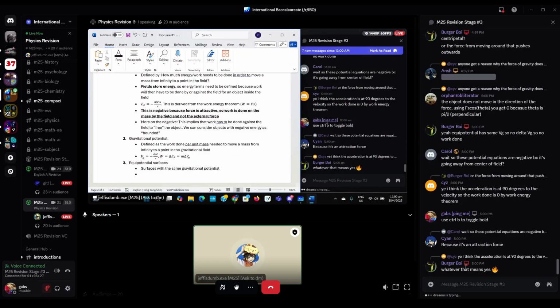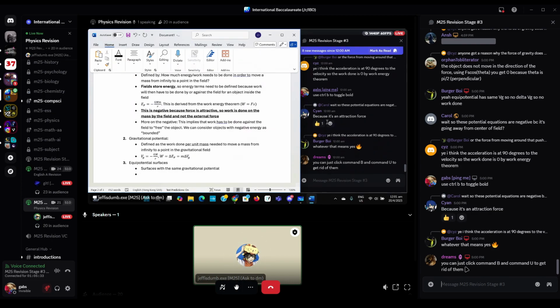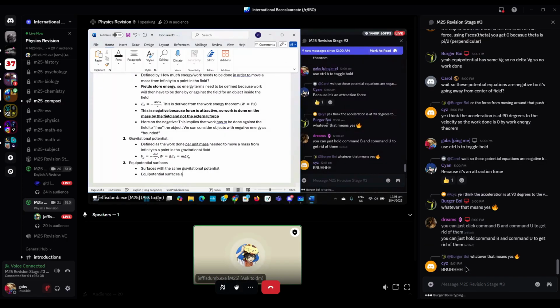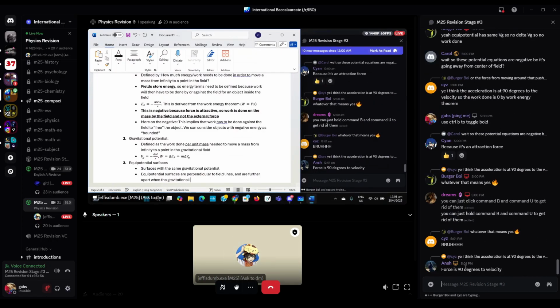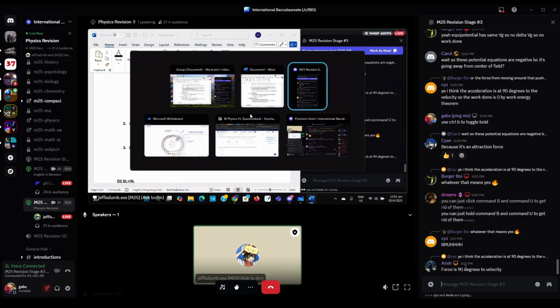So for equipotential surfaces, there are two things you have to consider. First of all, equipotential surfaces are perpendicular to field lines, and are further apart when the gravitational field strength is low. Those are the two things you need to keep in mind when drawing equipotential surfaces.